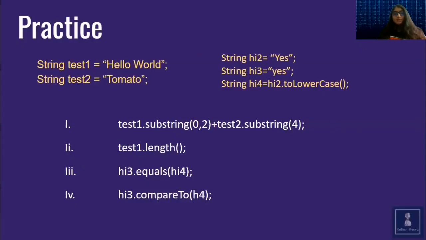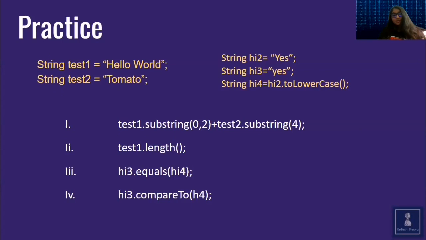Now we go on to some practice problems. So if you look at the preconditions, string test1 equals hello world, string test2 equals tomato, string hi equals yes with a capital Y, and then string hi3 equals yes in all lowercase, and then string hi4 equals hi2.toLowerCase. All right, so let's take a look at these.